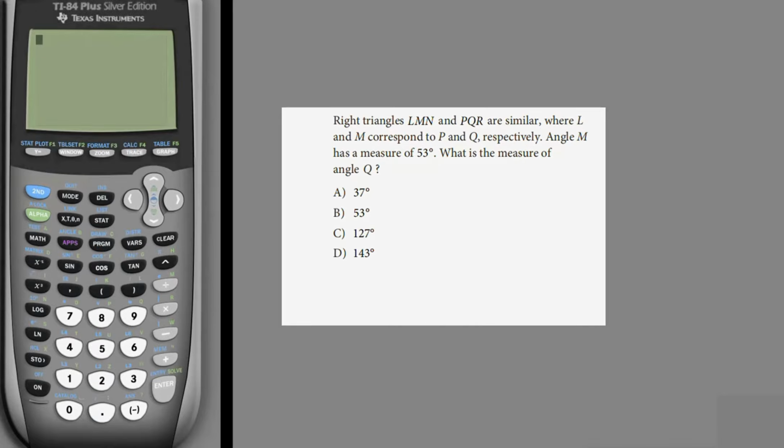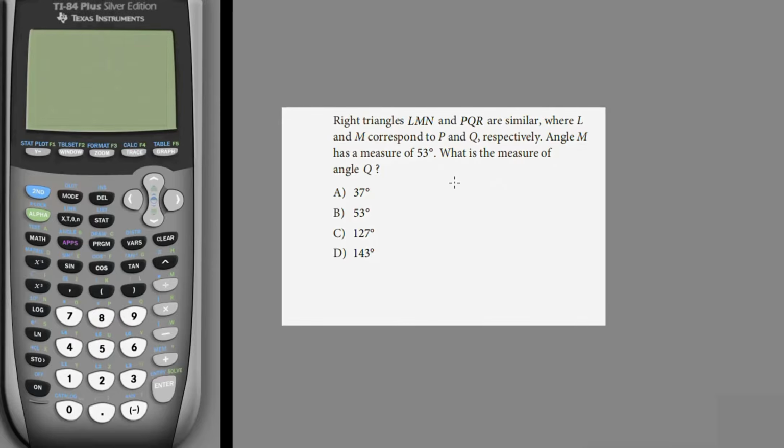In this video, we're going to learn how to solve this short math question easy and fast. Alright, so this question is under angles. So let's look at the question. It says the right triangles LMN and PQR are similar, where L and M correspond to P and Q respectively. Angle M has a measure of 53 degrees. What is the measure of angle Q?